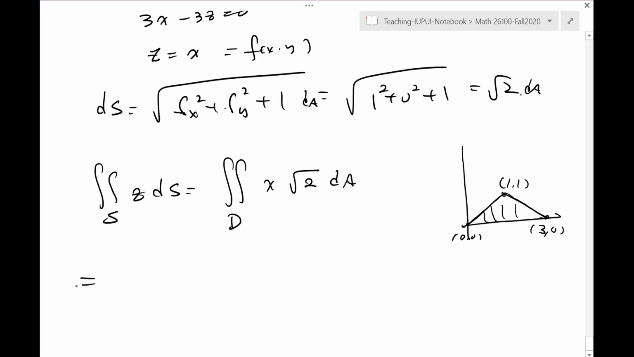If you want to use one single integral, you have to find the equation for these two lines. The equation for this line is y equals x, no problem. The equation of the other line is not easy to find out. There's a slope. Let's try to figure it out. The slope is negative, right? The slope is negative 1/3, not negative 1/2.